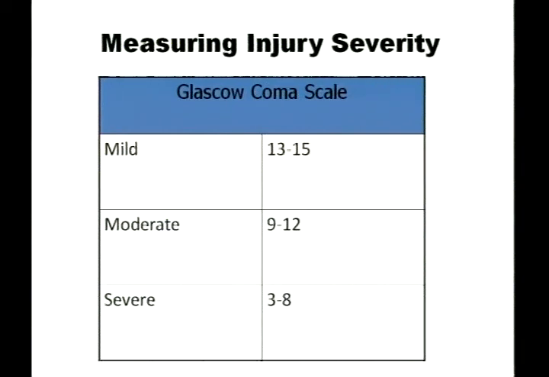So if they rated her, her eyes are open. She's moving purposefully. The only issue really is that she's not responding verbally the way you would expect her to. And so she'd probably have a coma scale that was about 13 or 14, okay, which would place her in that mild range, okay?